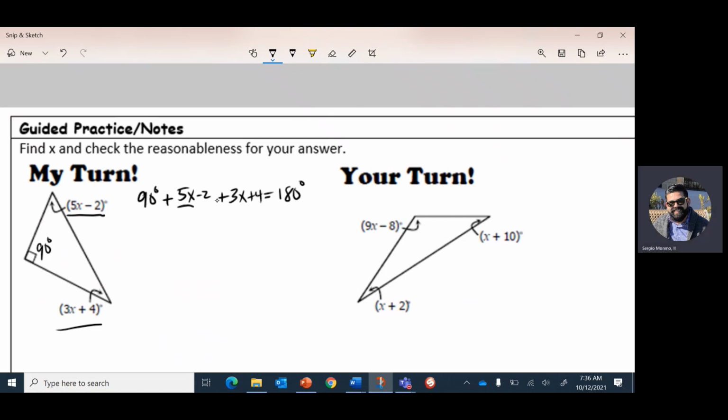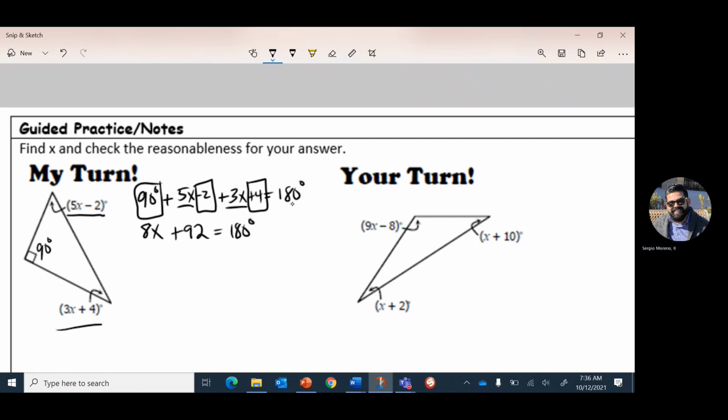Okay, gathering like terms, I see some x's here. 5x and 3x, that's 8x. I have 90, minus 2 and plus 4, so 94 minus 2 is positive 92. So 8x plus 92 equals 180 degrees. Okay, so we go ahead and subtract 92 from both sides.